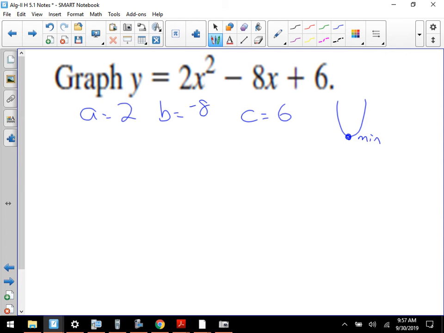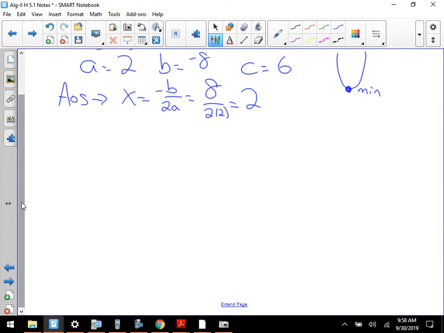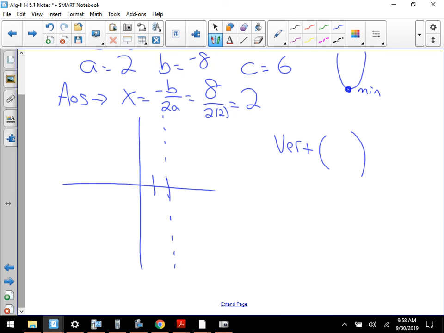Now, go to your axis of symmetry. Your axis of symmetry is always located at x equals the opposite of b over 2a. So, what's the opposite of negative 8? 8, very good. And 2 times 2? 4. 8 divided by 4 is? 2. So our axis of symmetry will be located at x equals 2, which means our vertex has an x coordinate of 2. The vertex always lies on the axis of symmetry. It has to. All right? It won't work otherwise.